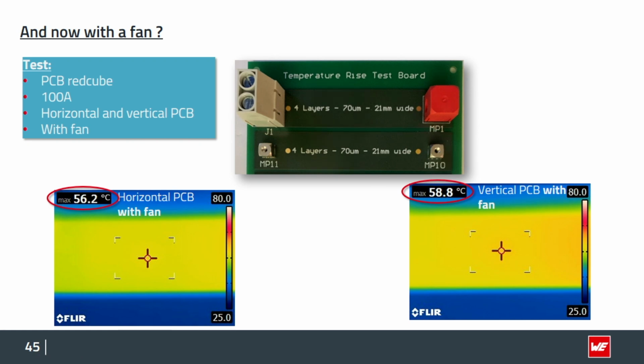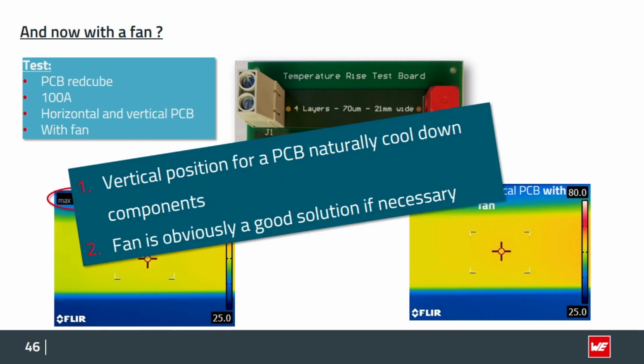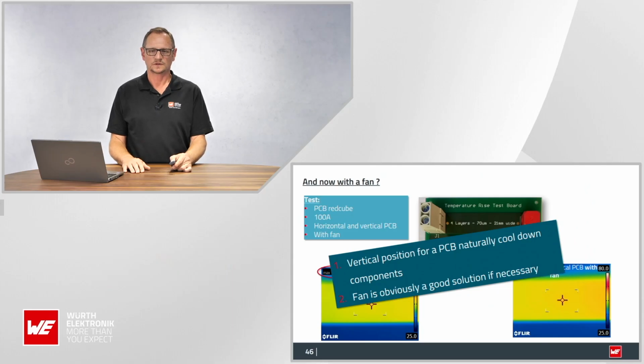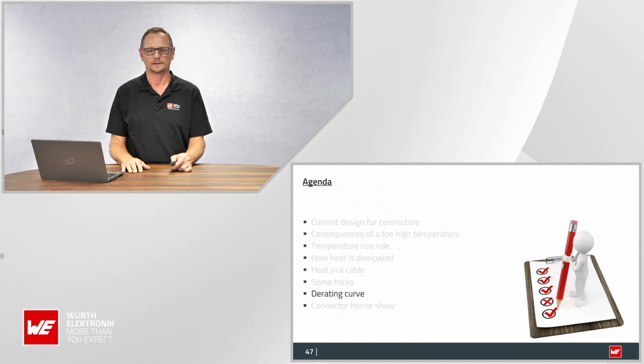But of course, a fan means you have additional cost and you have additional power that you use for your appliance. So what to remember is, of course, that vertical position is a natural cool down effect. And if necessary, of course, you can use a fan. So we can look to the derating curve now.